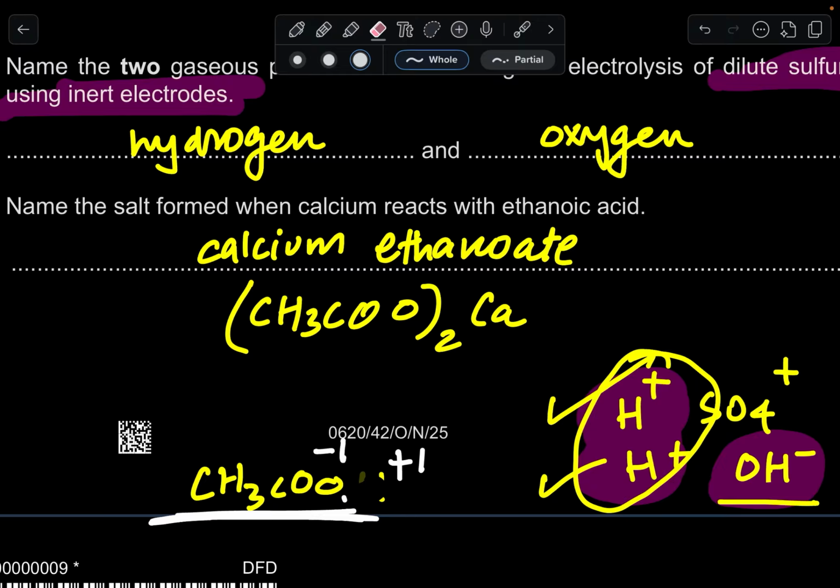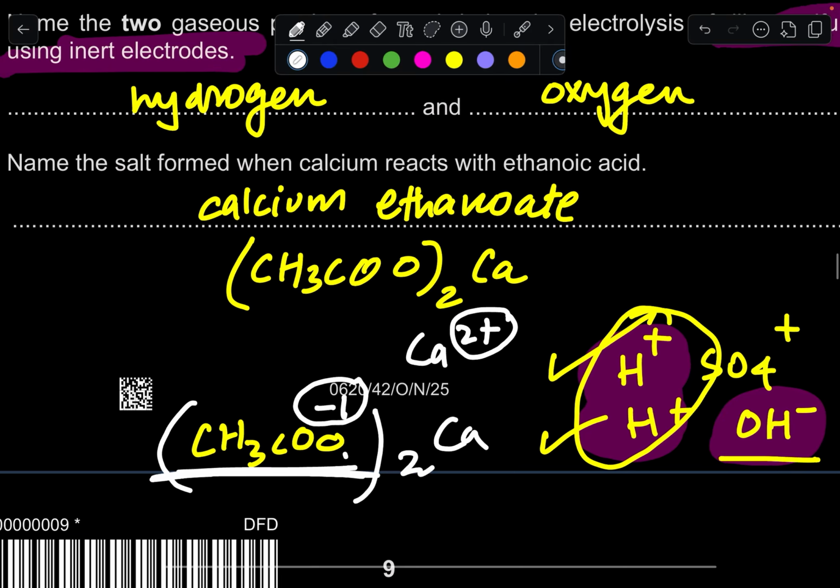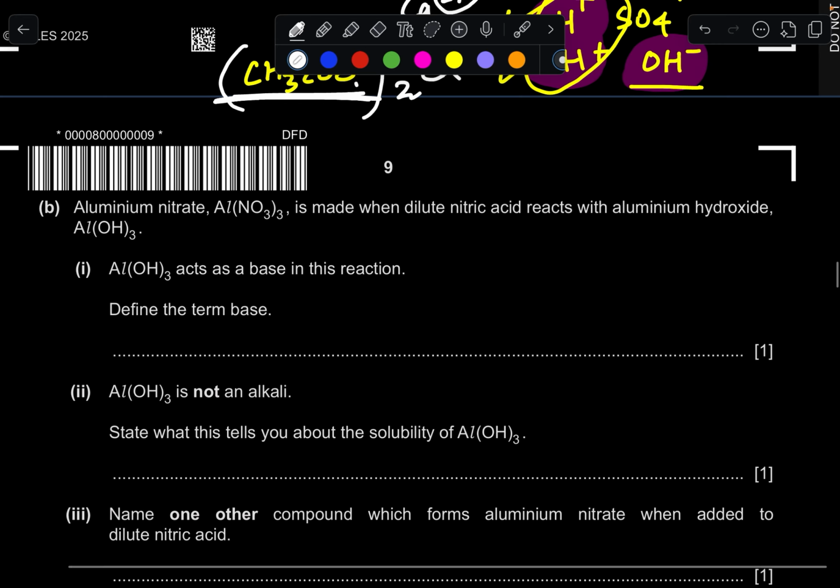So when this hydrogen goes away and a calcium comes, which has a 2+, this ethanoate part has a -1, so you're going to require 2 ethanoates to balance out your 2+ charge on the calcium, right? Aluminum nitrate is made when dilute nitric acid reacts with aluminum hydroxide.